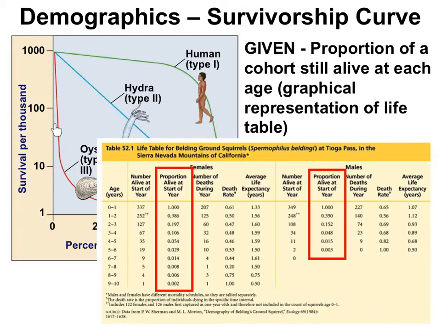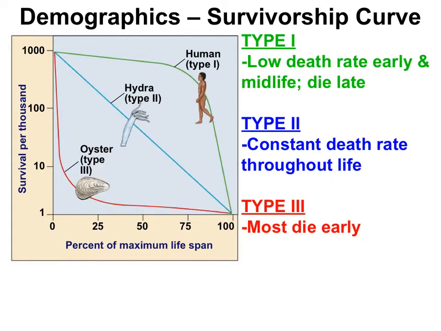To relate survivorship curves to life tables, what's being graphed is this column, the proportion alive at the start of the year. Now, the survivorship curve isn't separating out males and females, it's just batching this data together. Survivorship curves can follow distinct patterns like those in this example.